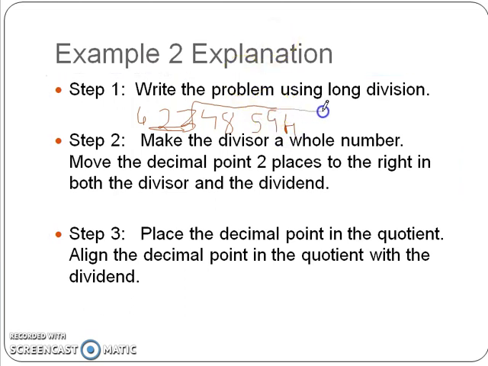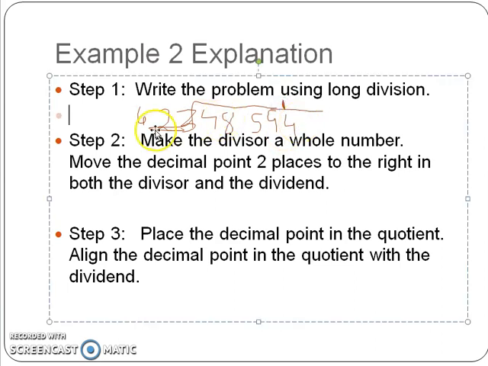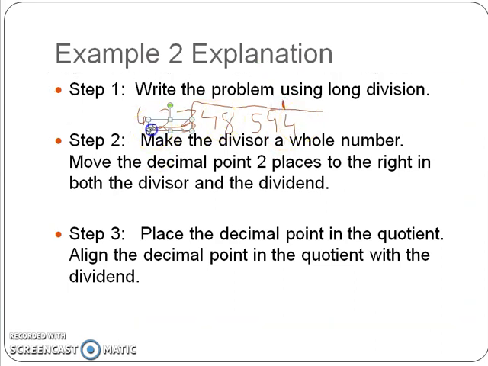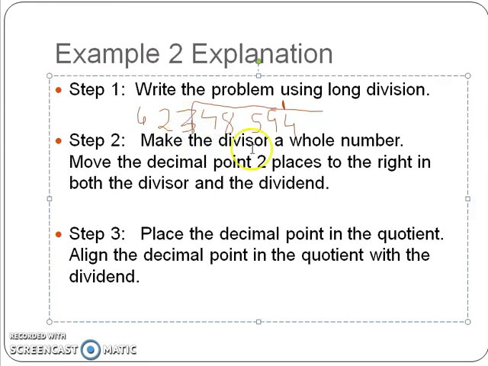I'll go ahead and draw my line a little bit further. And that's going to bring our decimal point here into our quotient. So now we're ready to divide as if it were just a regular whole number. So here we're dividing 623 into 48,594. I want you to go ahead and try it on your own.